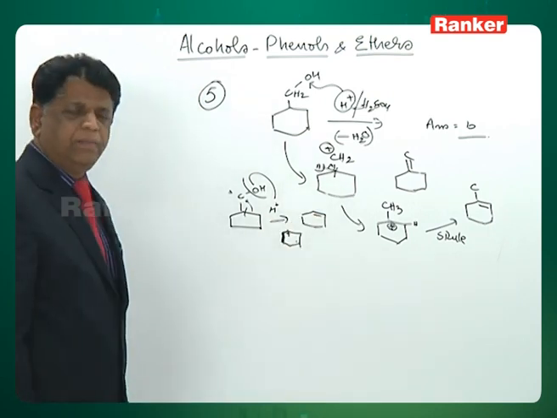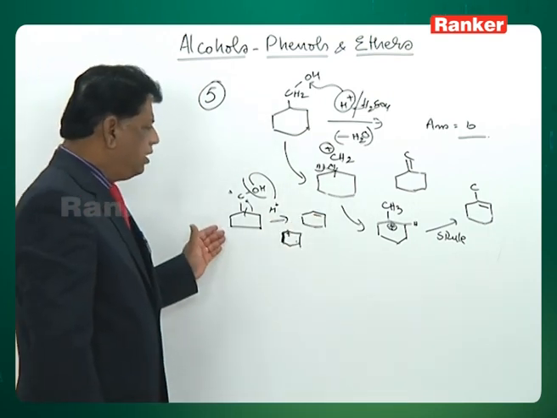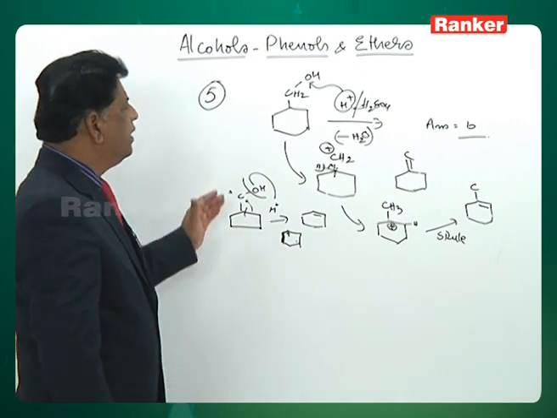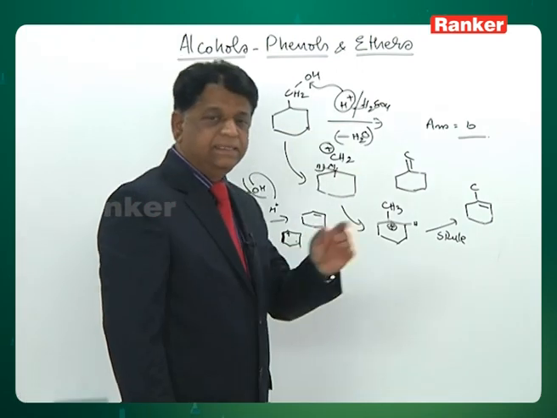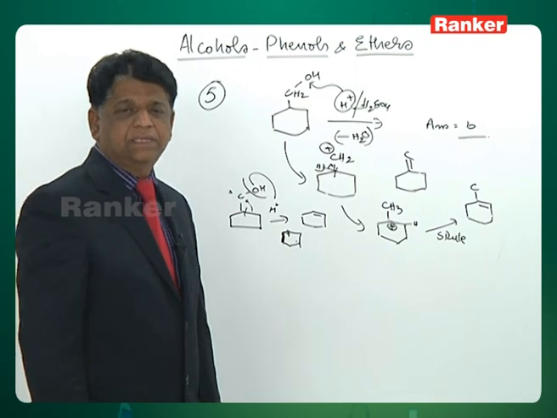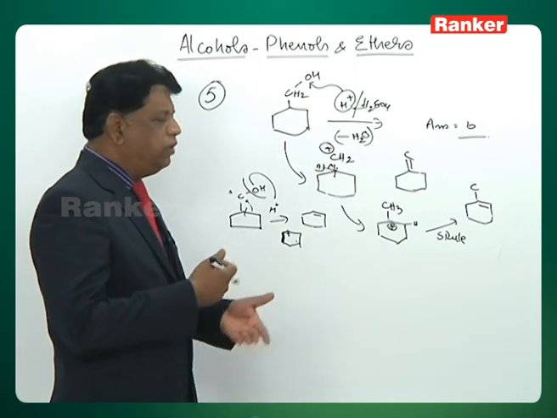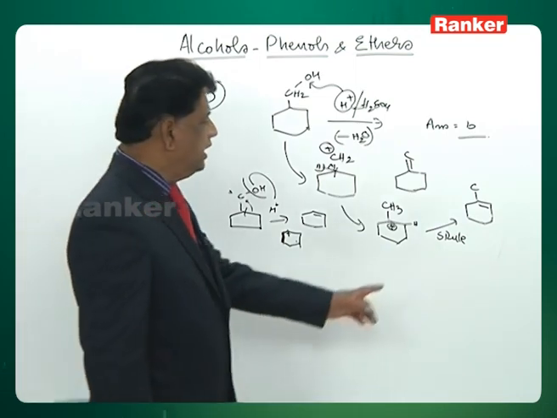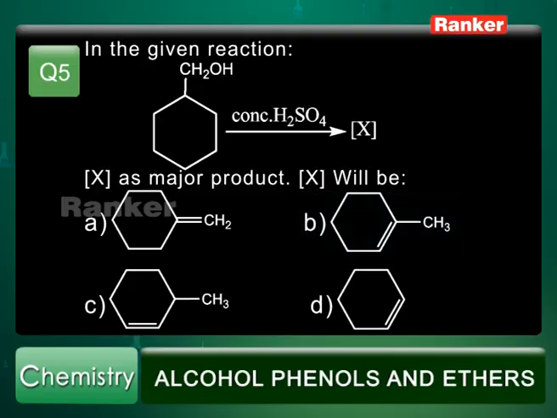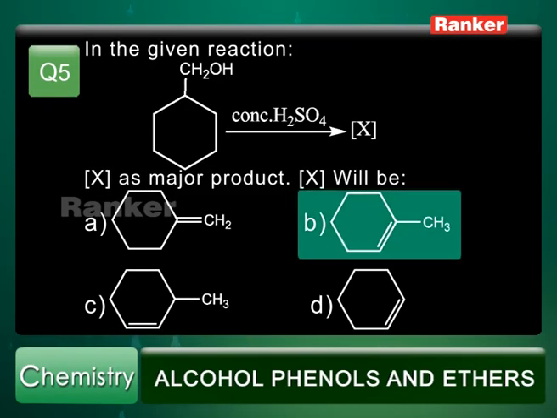This is a normal type, and several examples have already come in different examinations, but in this case particularly see the answers, there is no ring expansion answer. So therefore you have to adjust within that. Without ring expansion, this is the best answer, therefore the answer goes to B.